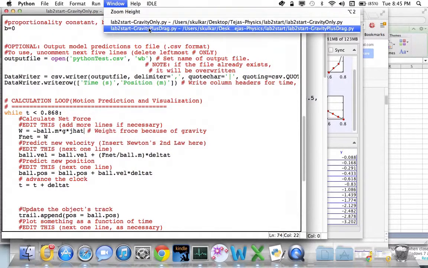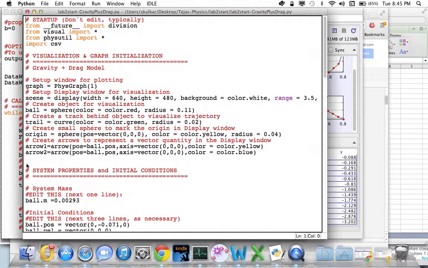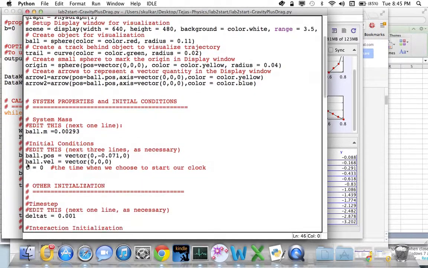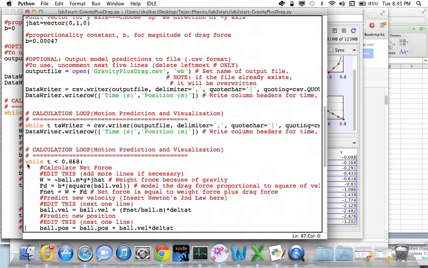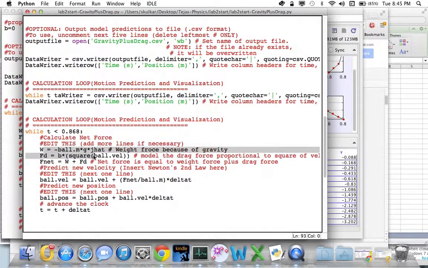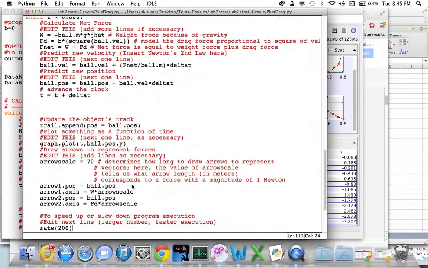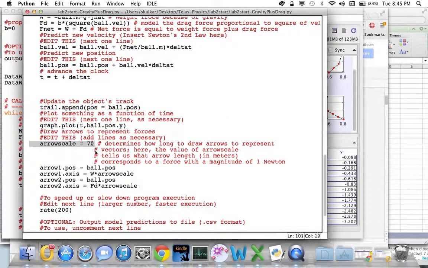So now we're gonna show you when F net is equal to drag force plus the gravity. W is equal to minus the ball's mass multiplied by G, which is 9.8, multiplied by J hat, the unit vector. FD, which is the drag force, is equal to a constant, which we're calling B, multiplied by the ball's velocity squared. So the F net is equal to W plus FD, and so we made arrows. The arrow scale is 70, and we made arrows to show gravity and the drag force. We're gonna run the module now.